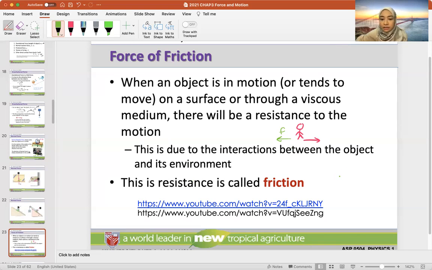Okay, what environment is that? Lantai lah, lantai kasar kan. Bila ada kekasaran, there is geseran. I think geseran is friction in English. So this resistance is called friction. Okay, ada resistance, ada the opposing of the motion.